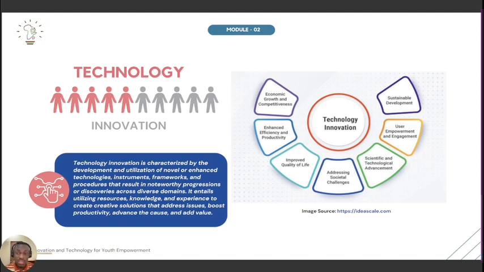We see that in medicine. We see that also even in automobiles, right? Then also user empowerment and engagement. That is where social media and the internet really come in. Then finally, sustainable development. That is why you see a lot of huge economies in the world pushing seriously for technological advancement, because it puts them at the forefront of global innovation and gives them global relevance.